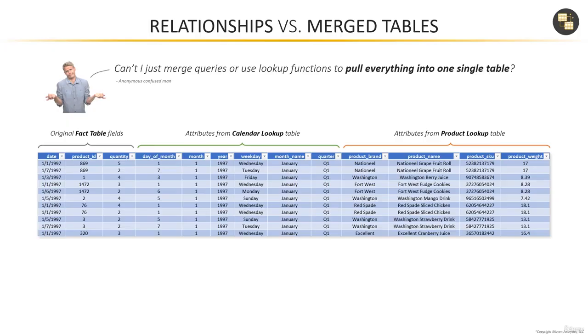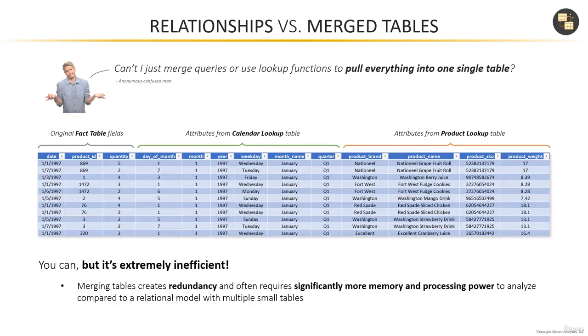But times have changed and the tools have changed, and now we have really user-friendly, intuitive tools like Power BI that will allow us to conduct the same types of analyses in a much, much more efficient way. So the short answer here is that yes, technically you can do this. You can merge all of your queries together. You can use DAX functions like RELATED to actually physically pull in fields from different tables to create this sort of monster Franken table like you see here, but it's extremely inefficient.